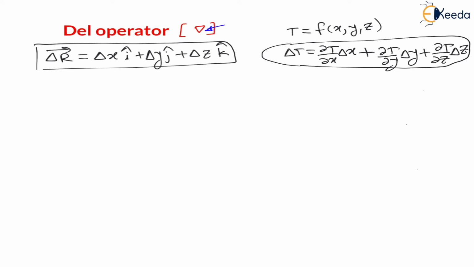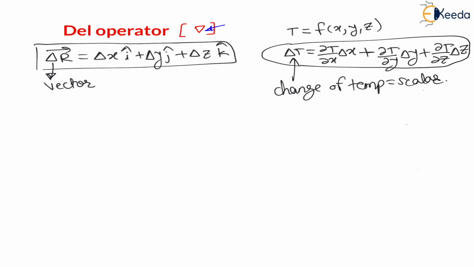Now see, my dear students, here del r is nothing but a vector quantity, and temperature is a scalar quantity. Therefore, the change of temperature will be a scalar quantity, because temperature is a scalar quantity, my dear students.